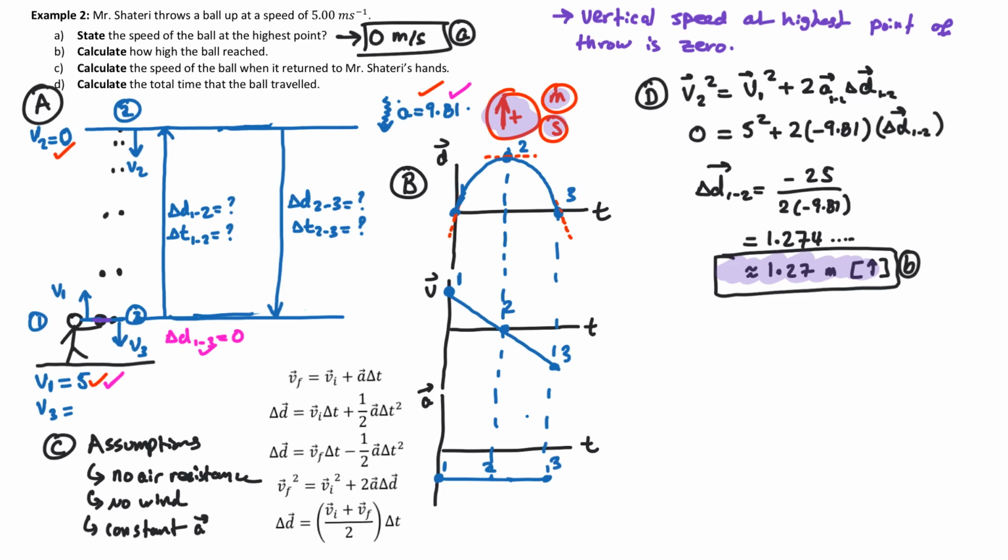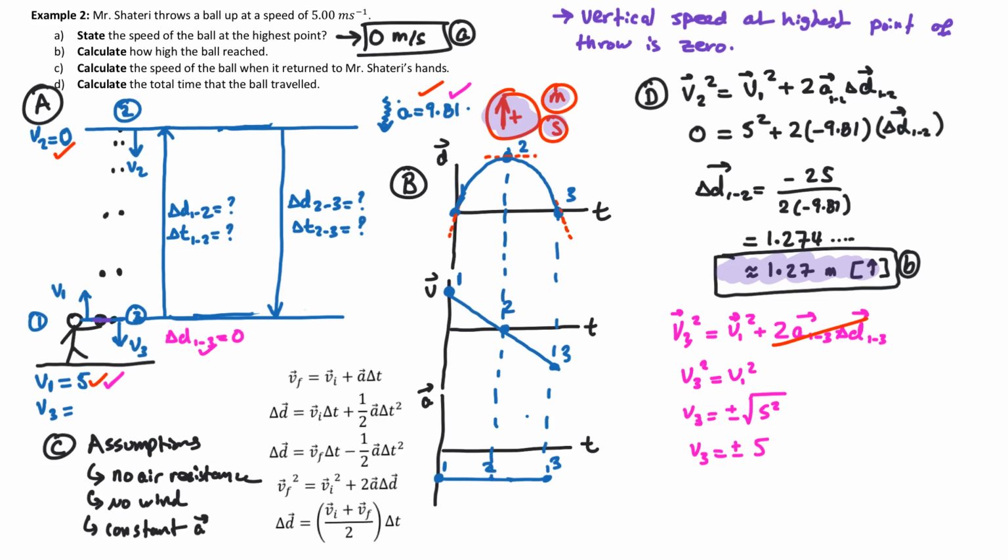Let's use that one. So we're going to have, again, v3 squared is equal to v1 squared plus 2 times the acceleration between 1 to 3 multiplied by the displacement from 1 to 3. Well, the displacement from 1 to 3 is 0, and 0 times anything will be 0. So this whole term cancels out, meaning that v3 squared is equal to v1 squared, and therefore v3 will equal plus or minus the square root of v1, which is 5 squared, and that means v3 is equal to plus or minus the square root of 25, which is 5.